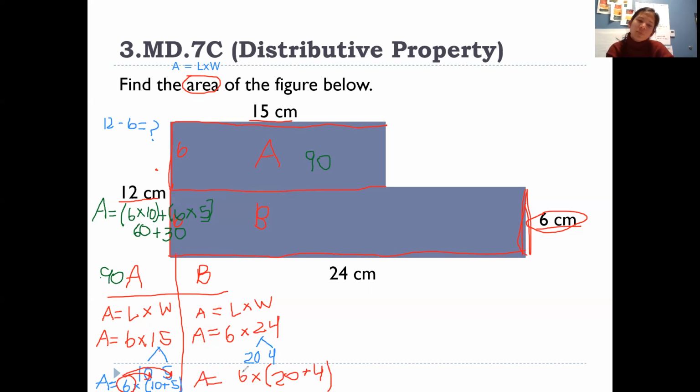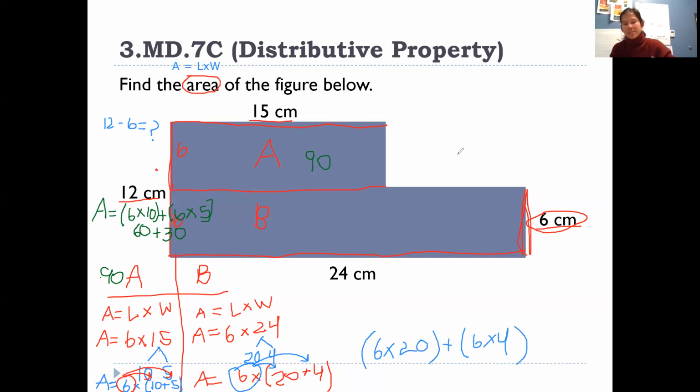Okay. So to distribute our factor, distributing the factor to each addend one at a time. 6 times 20 plus 6 times 4. I'll write that out here. 6 times 20 plus, oops, I forgot my parentheses. I need to make sure that I'm using my parentheses. Plus 6 times 4.